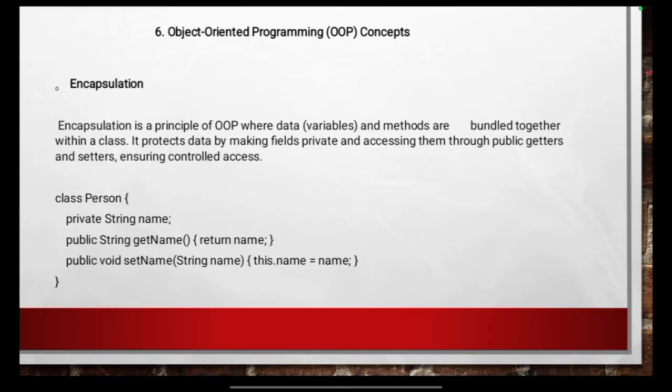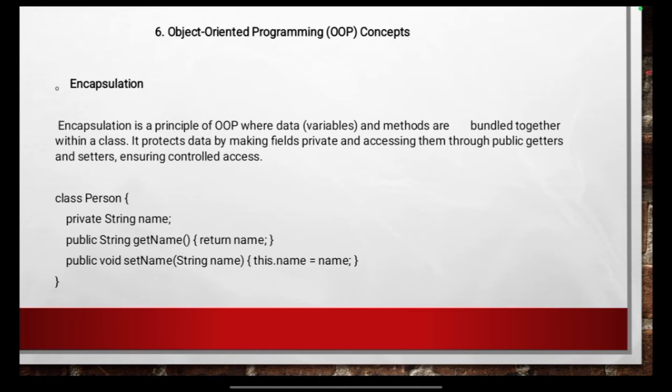Encapsulation. Encapsulation is a principle of OOP where data, variables, and methods are bundled together within a class. It protects data by making fields private and accessing them through public getters and setters, ensuring controlled access. public class Person { private String name; public String getName() { return name; } public void setName(String name) { this.name = name; }. Now curly braces close.